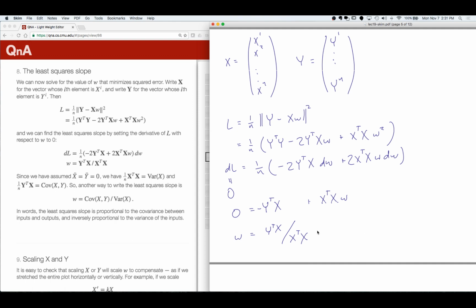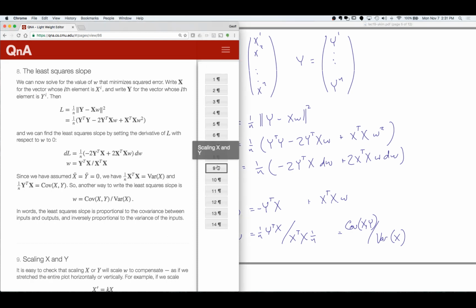So the first thing I'm going to do, I'm going to put back the factor of 1 over n in both the numerator and denominator. That obviously doesn't change things. And so that's equal to, well, the denominator, that's the sum of the squares of x divided by n, so the average squared value of x. That's also called the variance of x, right? And here, this is the average product between x and y, which is called the covariance between x and y, right? So this is slightly more interpretable. The optimal slope is the covariance between x and y divided by the variance of x.